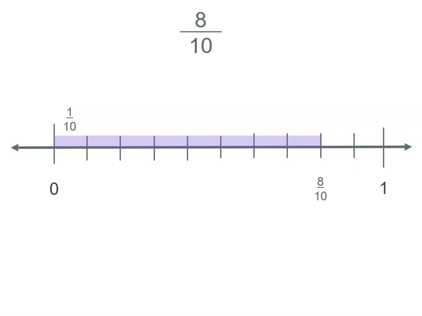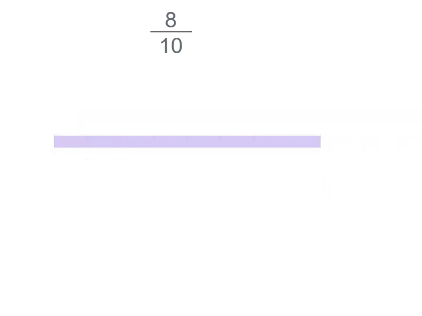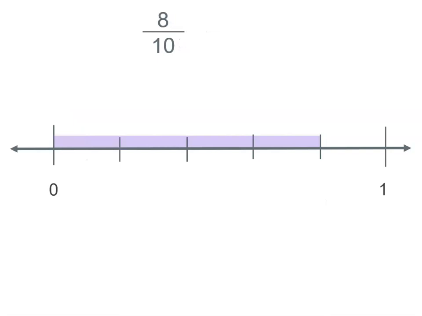Let's think about this. I'm going to swap the number line over, and this time I've got fifths. So each of these sections is 1/5. And now I've got the same value, but you can see it takes up 4/5. So from looking at the number line, we can see that 8/10 is equal to 4/5.